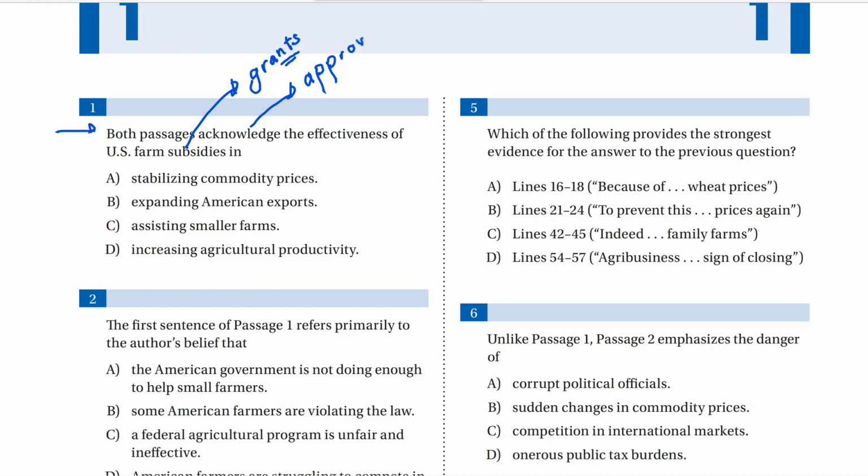approves. الاتنين بيقروا بيعترفوا بالeffectiveness، البوزيتيفيتي، الإيجابية والفاعلية of US farm subsidies in what؟ الاتنين بيقروا بها فين؟ مين يقول لي؟ يا ترى expanding American، أنا عايز أقول لكم على دي expanding American exports. اللي expanding American exports ده كانت في passage number 1. Do you agree with me؟ احنا we haven't read it in passage number 2. Cross it out.